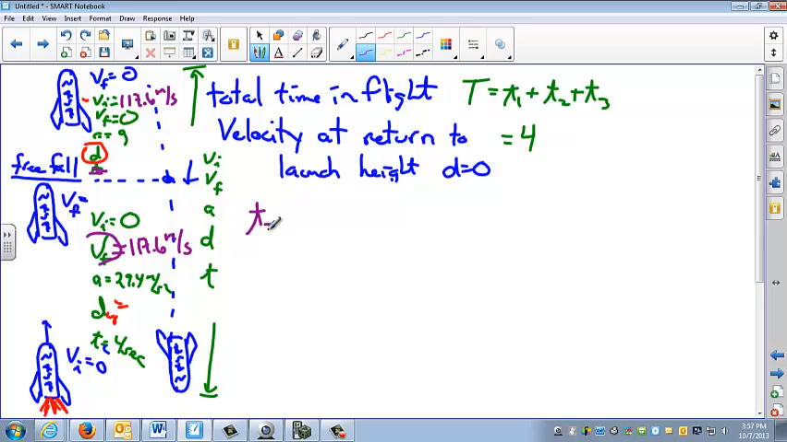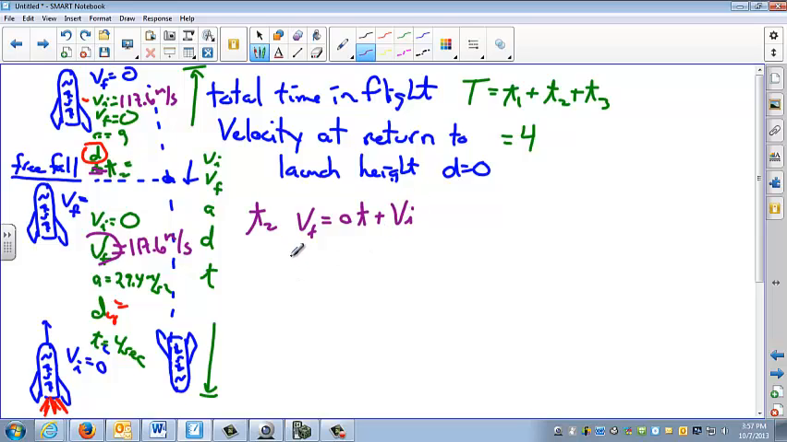So T2, I know I have an initial velocity of 117.6. Got a final velocity of 0. I know again that we're acting under the acceleration due to gravity, negative 9.81 meters per second squared, and I'm looking to find what we're calling T2. So in order to do that, I'm going to need a formula that doesn't involve distance but has time. And that's going to be VF equals AT plus VI.